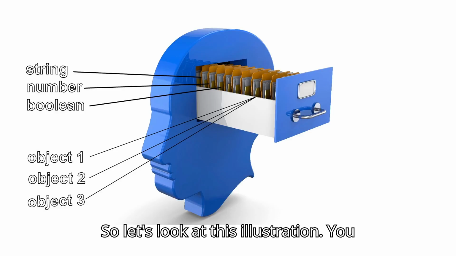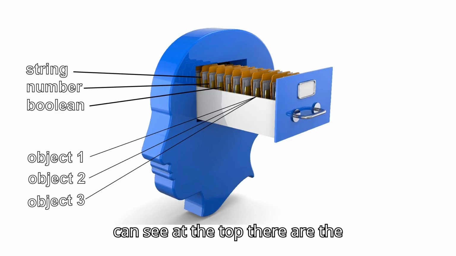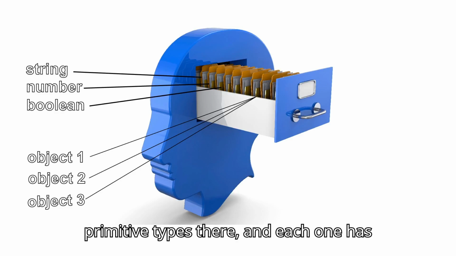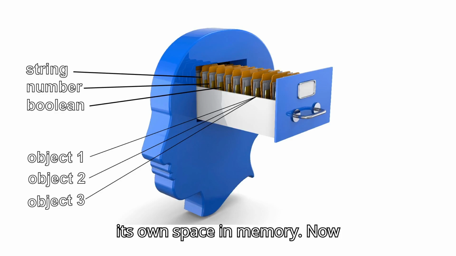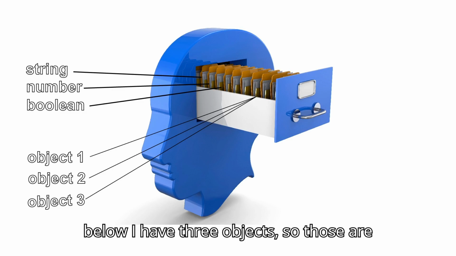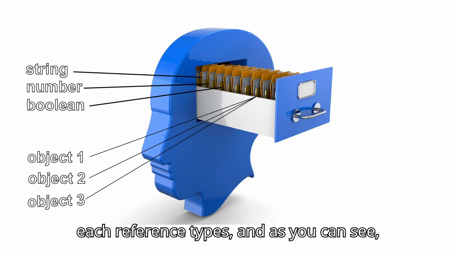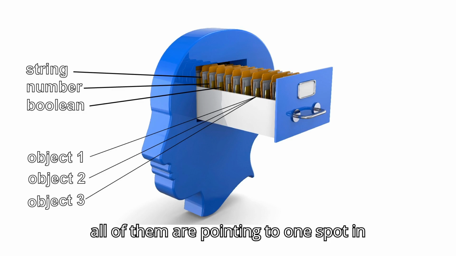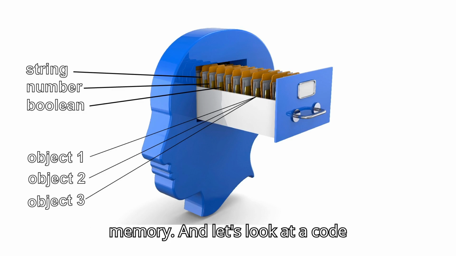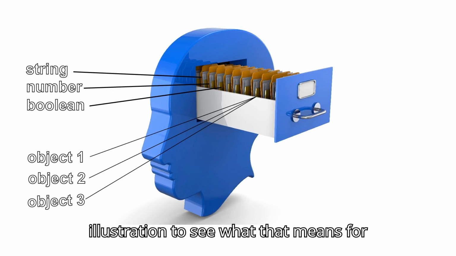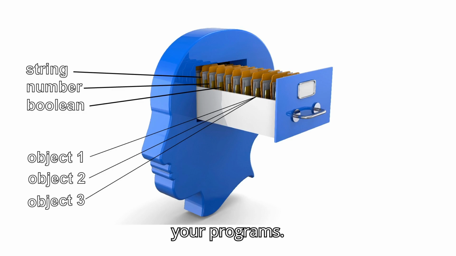So let's look at this illustration. You can see at the top there are the primitive types, and each one has its own space in memory. Now below I have 3 objects, so those are each reference types, and as you can see, all of them are pointing to one spot in memory. And let's look at a code illustration to see what that means for your programs.